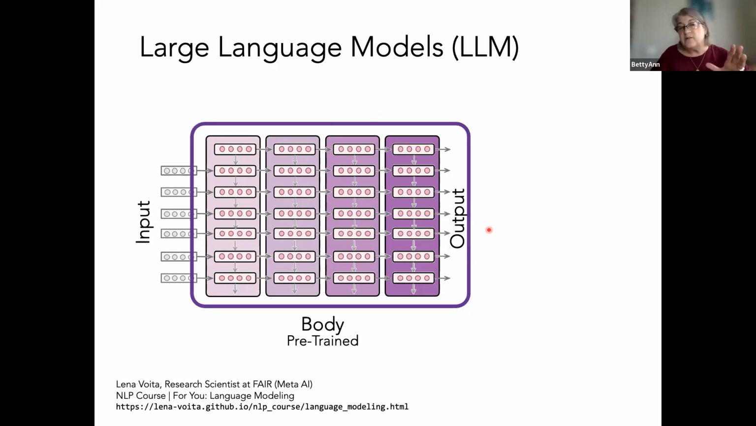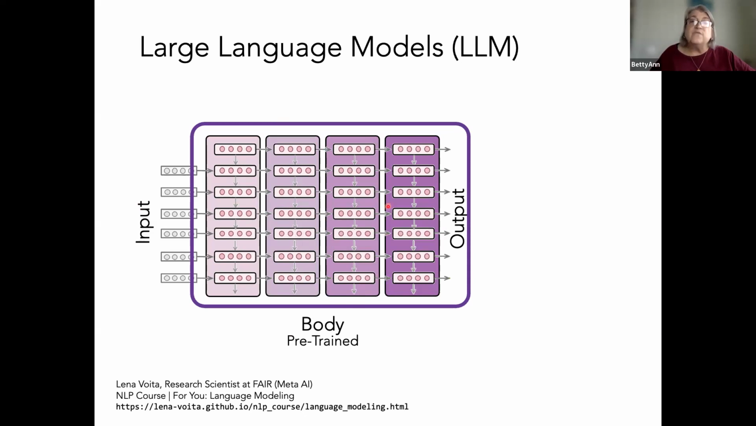So let's just talk a little bit about some vocabulary that is often used when talking about large language models. These layers are typically called a body, and it's called the pre-trained part of the model, and the fact that someone has fed massive amounts of input through this neural net and let it iterate over and over and over, sometimes for days, on massive amounts of compute and memory resources.